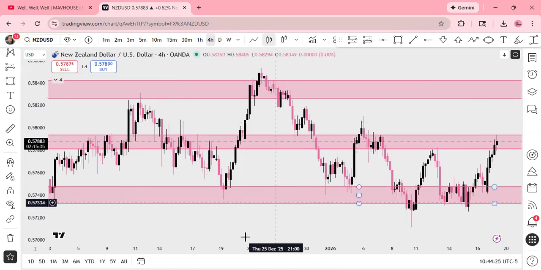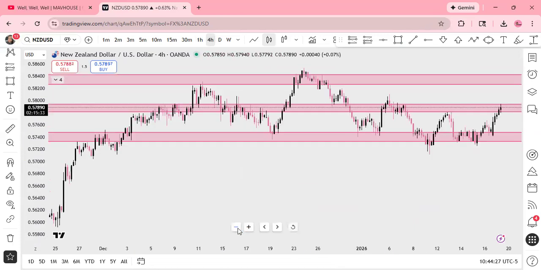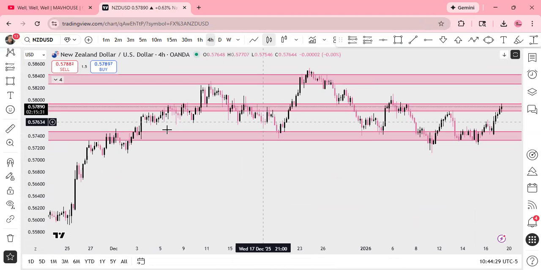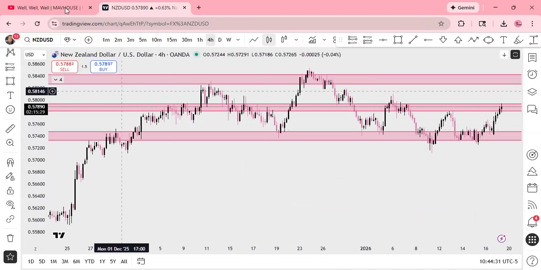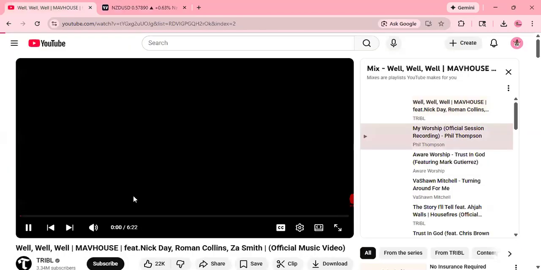I'm going to reset my chart just to make sure it's all zoomed accordingly. And where the heck did my music go? Y'all, I hate when my music turn off. Y'all know I don't play that.